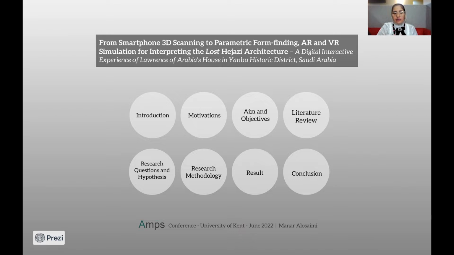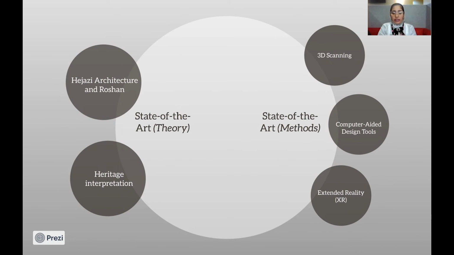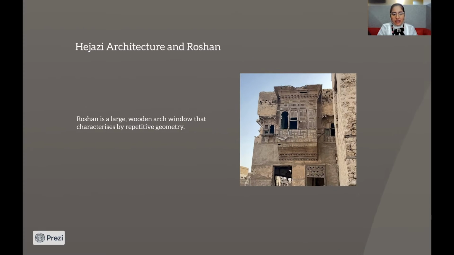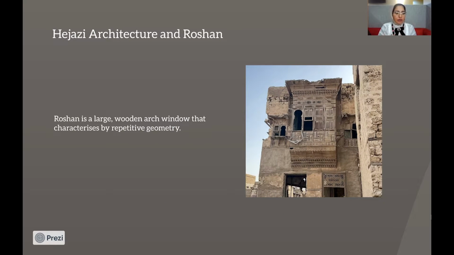Looking at the literature review, this is a brief state of the art. I'm going to mention it here. There are two parts of the state of the art, theoretical and methodological. And let's start with the Hejaz architecture and Roshan. So basically, what is Roshan? Roshan is a large wooden arched window that is characterized by repetitive geometry, as you can see here from this picture.